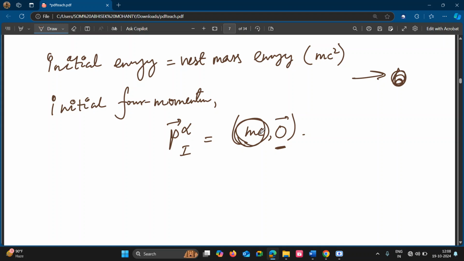Okay, this is for the temporal component. This is for the photon. The photon doesn't have any rest mass, so this one will be zero. Okay, so its final four-momentum, suppose the final four-momentum is p alpha f. Suppose we calculate the norm of it. So it will be equal to the norm of the initial also.